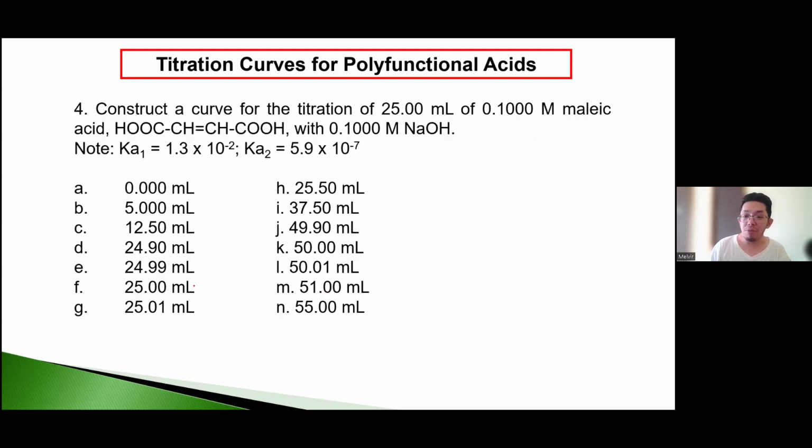Okay? So, this time, Josh, nandiyan ka pa ba? This time, Josh, you will now construct a titration curve for the titration of 25 ml pa rin of 0.1 molar malic acid. So your malic acid looks like this. This is the formula, HOOCCH double bond CHCOOH with 0.1 molar NaOH.